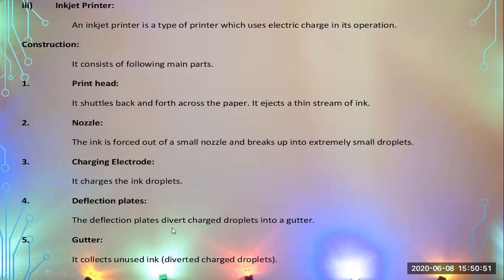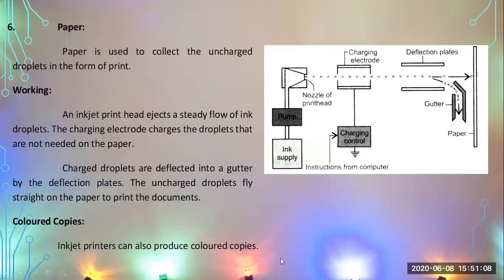The deflection plates divert charged particles into the gutter. The purpose is to reduce the unnecessary amount of charged ink particles which are not required to make an impression. The gutter collects the unused ink. The paper is used to collect the uncharged droplets in the form of print. And I have already discussed how the printer works.